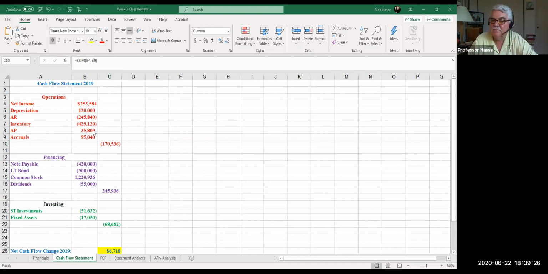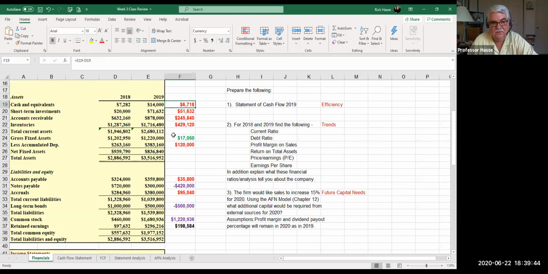operating liabilities. And notice right here, accounts receivable and inventory. Almost $700,000 in negative cash flow. Ouch. And why? Well, let's go back to the balance sheet. Here they are right here. Our receivable position increased by $245,000 and our inventory position increased by $1.7 million. Now that can be fine and dandy long term because eventually you're going to collect that money and eventually you're probably going to sell that inventory.